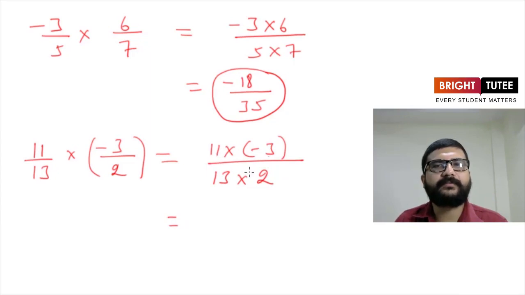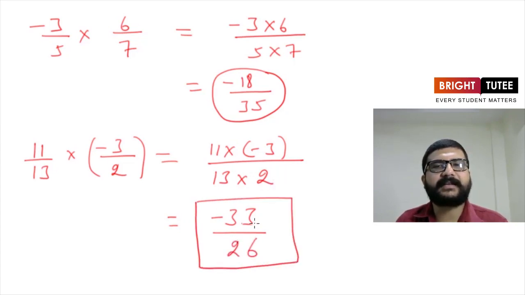Now this will be equal to minus 33 upon 13 into 2, which is 26. So the answer is minus 33 upon 26. So here we have seen, for multiplying two rational numbers, we have to multiply numerator with numerator and denominator with denominator. That's it. We don't have to take any LCM here. We take LCM while adding or while subtracting. We don't have to take LCM while multiplying two rational numbers.